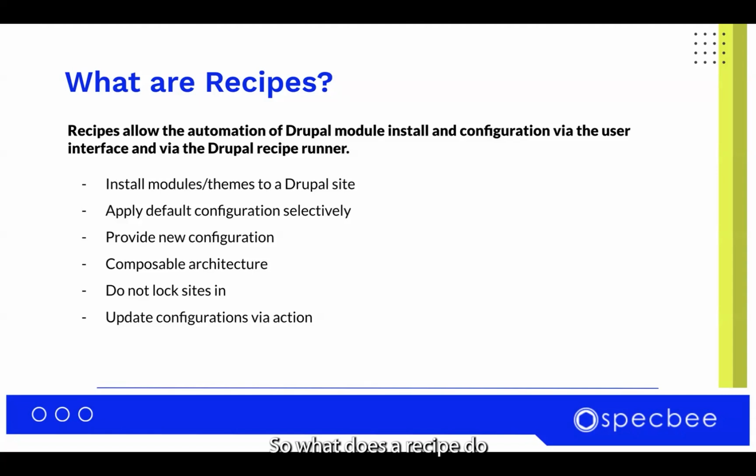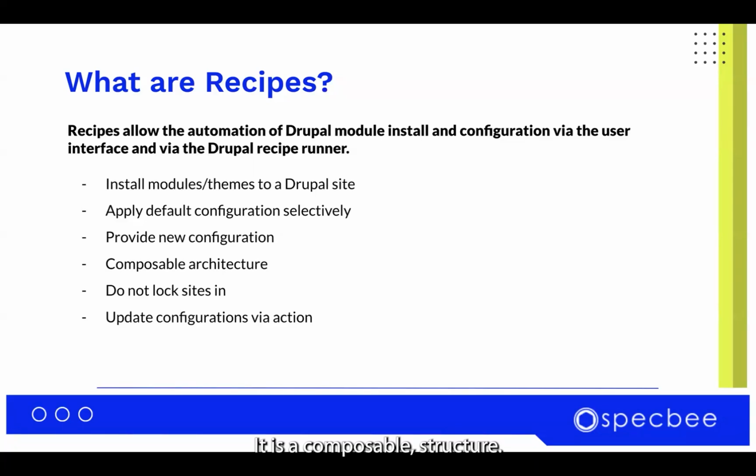So what does a recipe do? With a recipe, you can install modules and themes to a Drupal website. You can apply the default configurations that are provided by a module. You can also apply those configurations selectively, if you don't want all the configurations from a module but only selected ones. You can also provide new configurations. So for example, if I want to add a new content type, those configurations can be provided in my recipe.